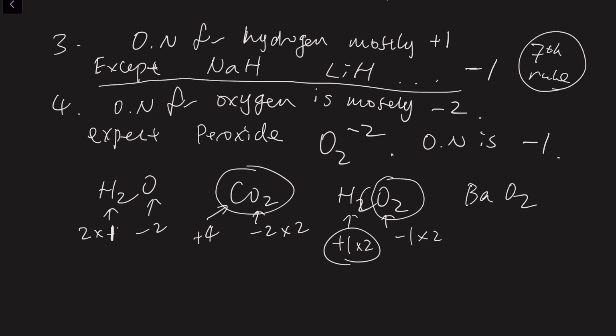Barium peroxide. There are 2 valence electrons for barium, so it wants to lose 2 electrons. Hence, the oxidation number should be +2. To balance the charge, since this is overall neutral, the oxidation number for O2 must be -2. This implies that the oxidation number for oxygen is -1.